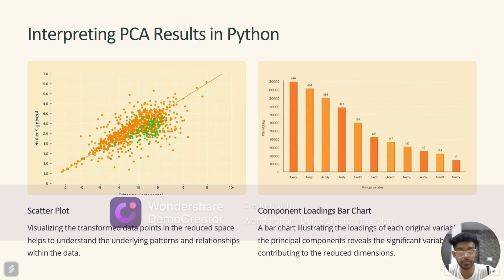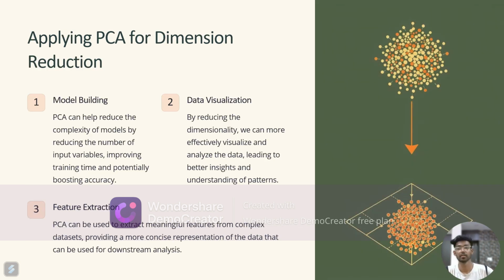Interpreting PCA results in Python. First, scatter plot. Visualizing the transformed data points in the reduced space helps to understand the underlying pattern and relationship within the data. Component loading bar chart: a bar chart illustrating the loadings of each original variable on the principal component reveals the significant variables contributing to the reduced dimensions.